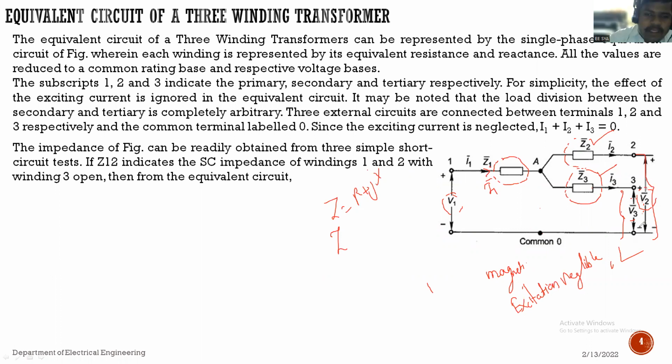If the exciting current can be neglected, the sum of all the currents meeting at a junction point is equal to 0. So it is nothing but balanced current, like I1 plus I2 plus I3 equals 0. Suppose we are applying KCL at the nodal point A, this is the incoming current, and these two are the outgoing currents. So the summation of all the currents meeting at a junction point is equal to 0.